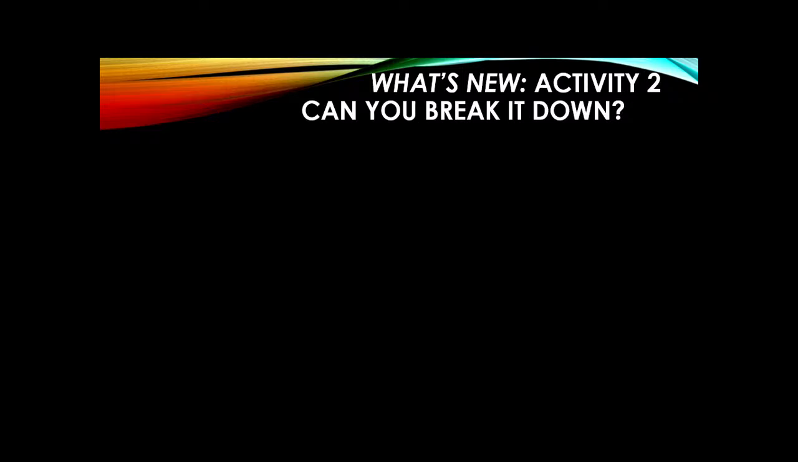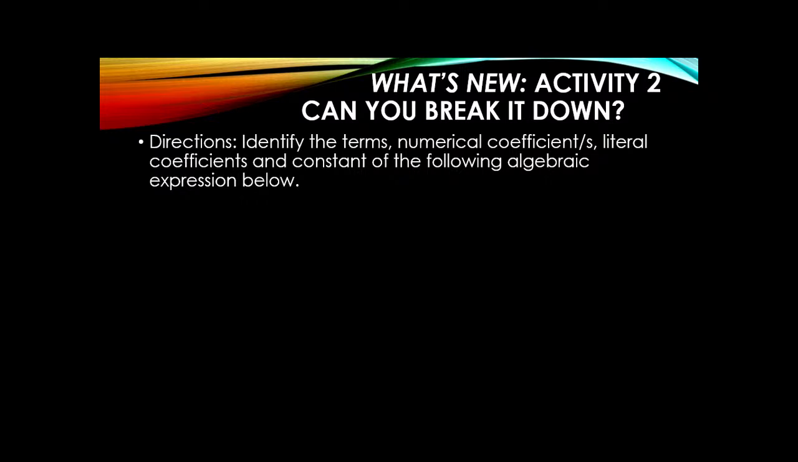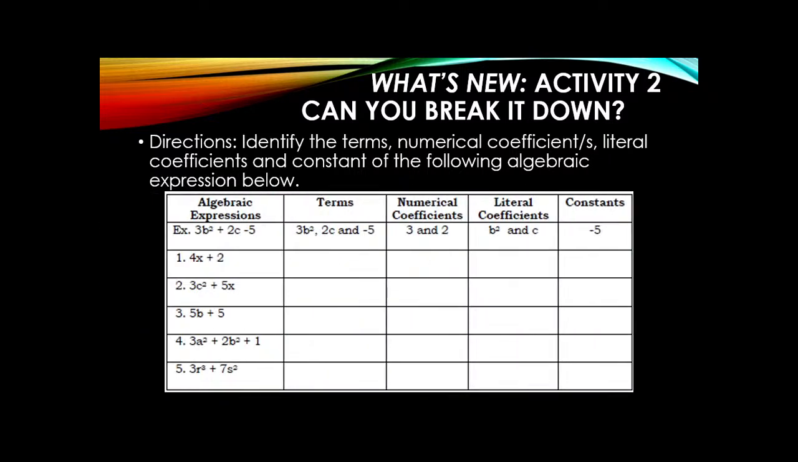What's new activity 2? Direction: Identify the terms, numerical coefficient, literal coefficient, and constant of the following algebraic expression. So, naay example diha. The example is 3b squared plus 2c minus 5. So, mao ni ang given nga algebraic expression. Naa siya terms, numerical coefficient, literal coefficient, constant.